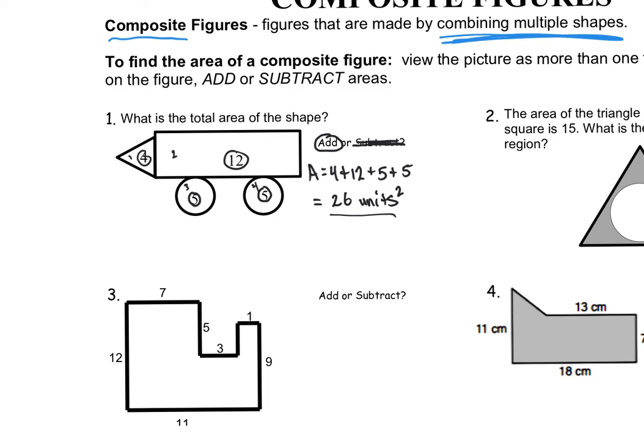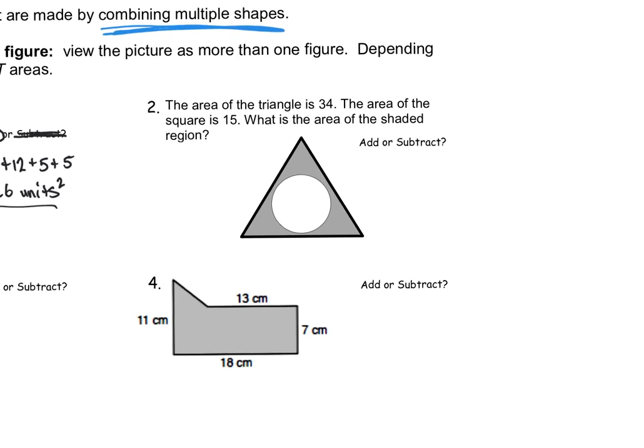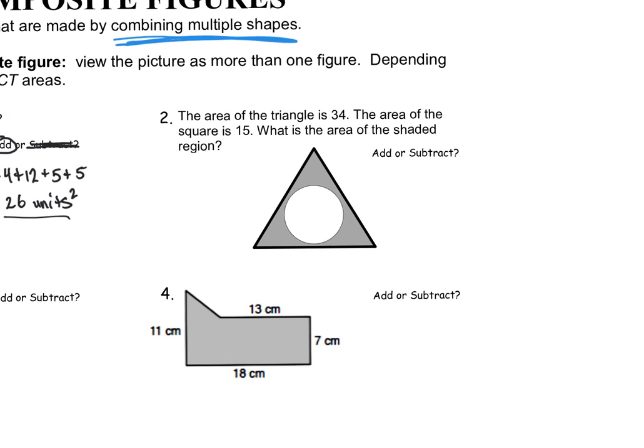Let's look at number 2. These are just very basic ones because I'm already giving you the area. Number 2 is saying that the area of the triangle is 34, so the area of this triangle is 34. And the area of the square, oh, that's not supposed to be square, that's a typo there. Should say circle. Area of the circle is 15. What is the area of the shaded region? So I only want to know the area of the parts that are shaded. So see the gray shaded parts here, this part, and of course this part up here where the 34 is at, right?